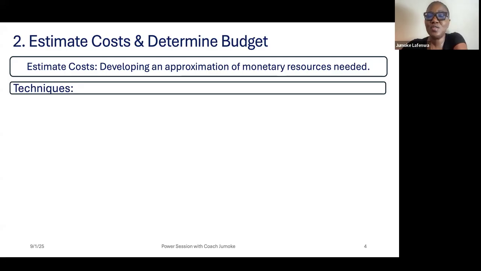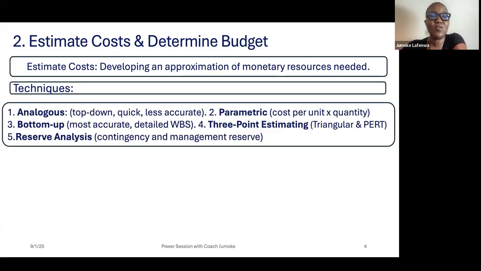The techniques that you use in the estimation are 5. 1, analogous, which depends on lessons learned or past project experience. And that is what you usually have in the project charter, because the people coming up with the projects, maybe the business analyst or senior management, will look at it and say, based on what we did 2 years ago, then they will come up with a figure.